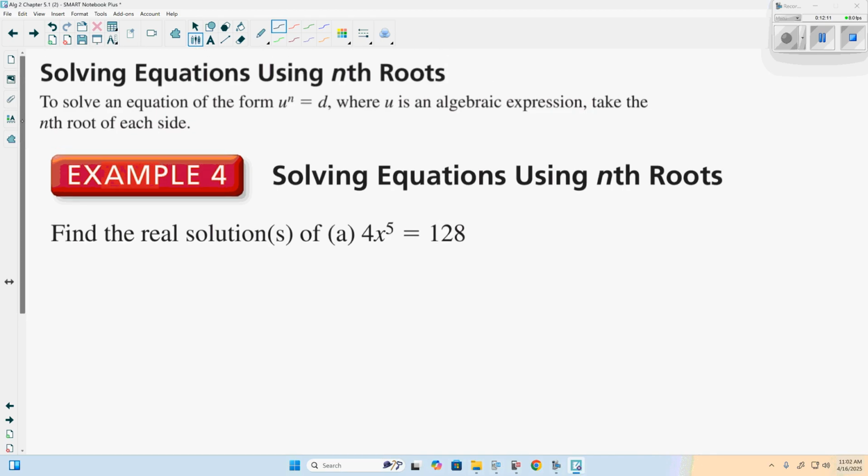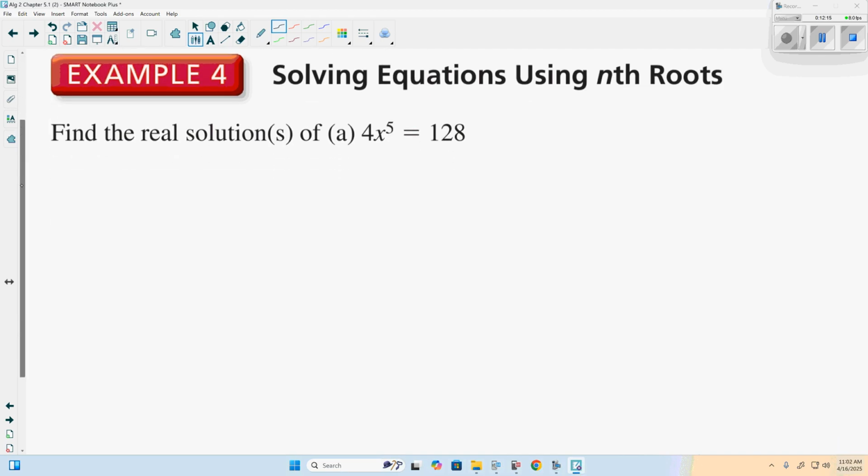Now that brings us to solving nth roots. Solving with nth roots is very similar to solving by the square root method. Our first step is to get the term to the power by itself.